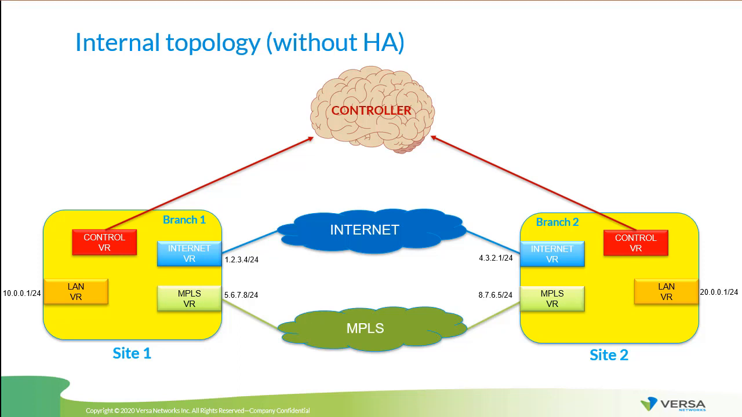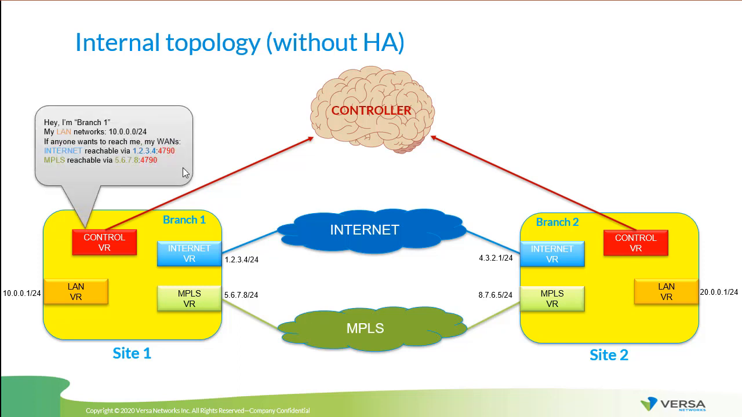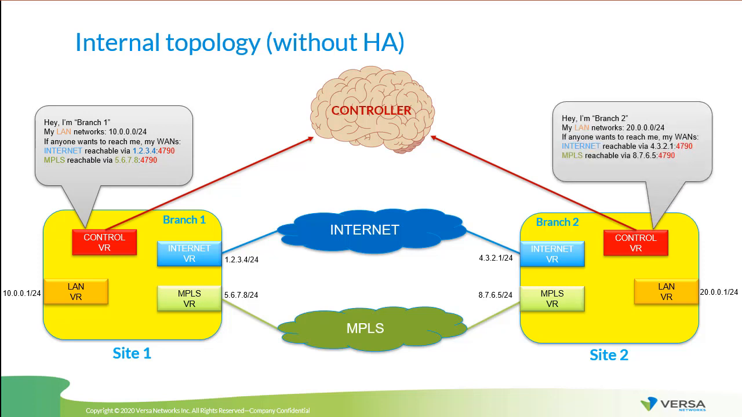When the control VR establishes the control tunnel to the controller, it will inform the controller: hi, I'm branch 1 and I have a LAN VRF with these networks. And also, if anyone wants to reach me and establish tunnels to me, you can establish a data path through Internet, and here is my IP address and my port, and also here is my MPLS reachable via this IP address and this port. Similar information is going to be transmitted by branch 2. And the controller in this case will just reflect this information between branches. So the controller will receive a message from branch 1 and send it to branch 2. And the same is going to happen with the message from branch 2 to branch 1.